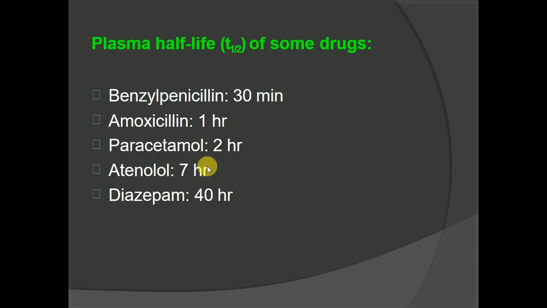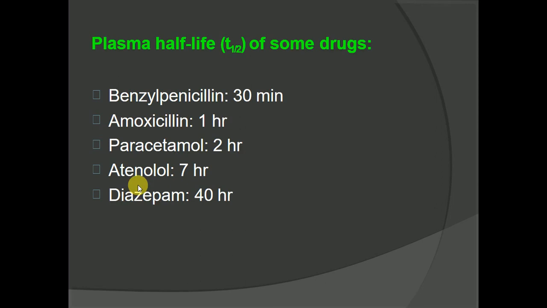Now look here. This is the plasma half-life T1/2 of some drugs, and their half-lives are already mentioned here. The half-life of benzyl penicillin is 30 minutes, the half-life of amoxicillin is 1 hour, paracetamol is 2 hours, atenolol is 7 hours, and diazepam is 40 hours. So what does it mean, 30 minutes or 1 hour or 2 hours?